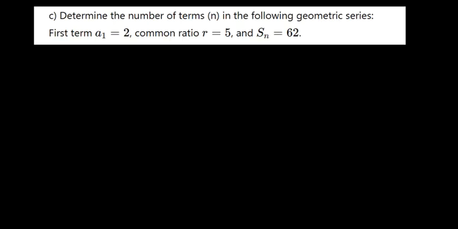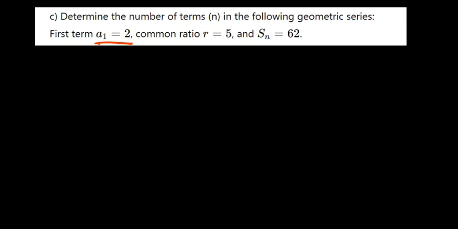Now another question focuses on determining the number of terms in the series, where we are told the first term is 2, the common ratio is 5, and the sum of these n terms is 62. Look at the value of our r there. The value of r is 5, which is greater than 1. So we use the same formula that we've previously used. Try to recall it.